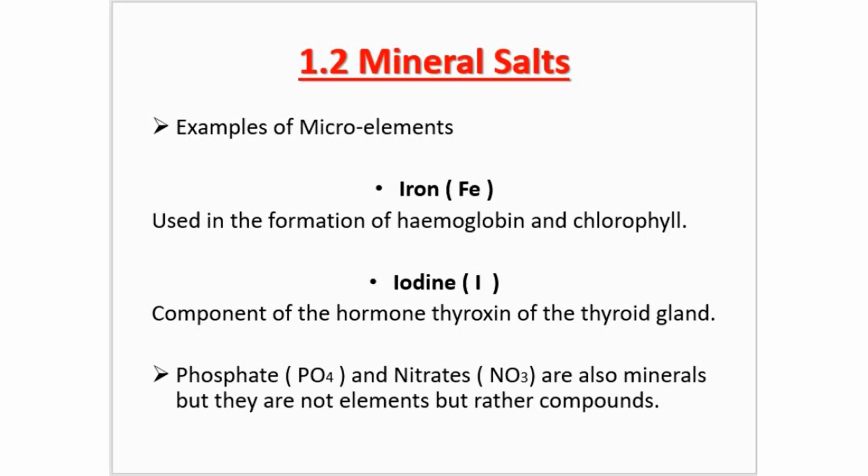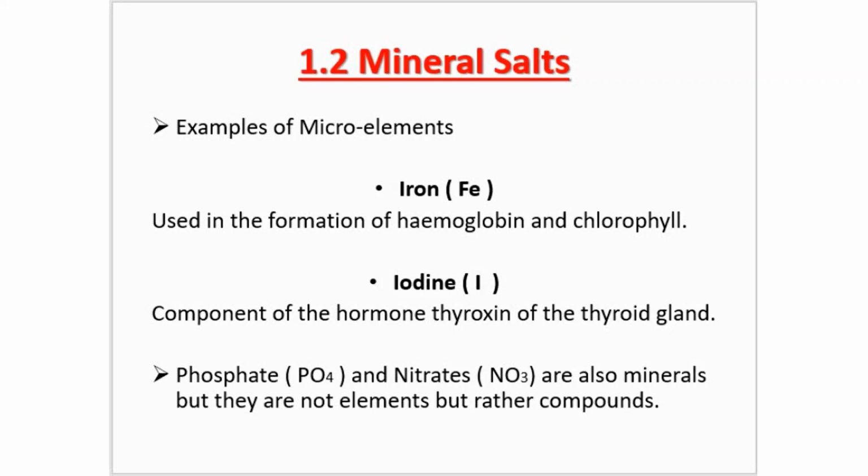And then there's phosphate and nitrate. These are also minerals, but they are not elements, but rather compounds. I think you learn about this in chemistry. Phosphate is where 4 oxygen react with 1 phosphorus. Then you get phosphate. This is a compound: more than 2 elements are reacting to give you a compound.